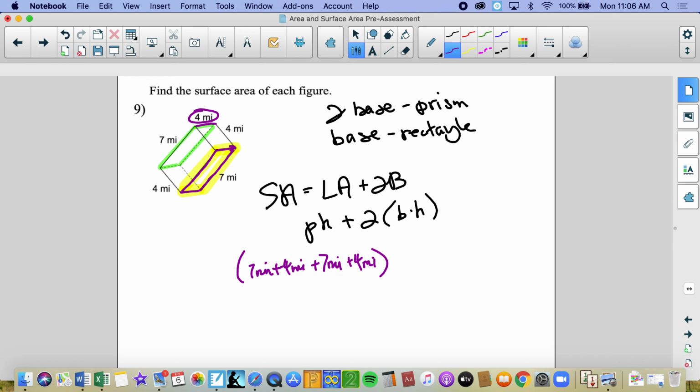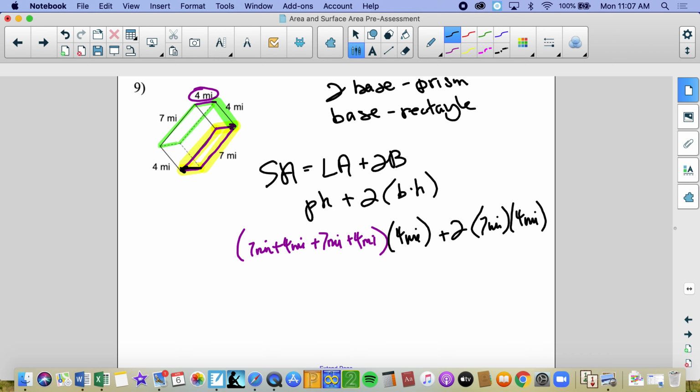times the height. Now the height is the distance between the 2 bases. So that distance, that 4 miles, is my height. Height is always going to be the distance between the 2 bases. And then it's 2 times the base of the rectangle. So now we have to look at this rectangle alone, just this purple line. So the base is going to be 7 miles, and I'm going to multiply that by the height. This is the height of that rectangle, which is 4 miles.